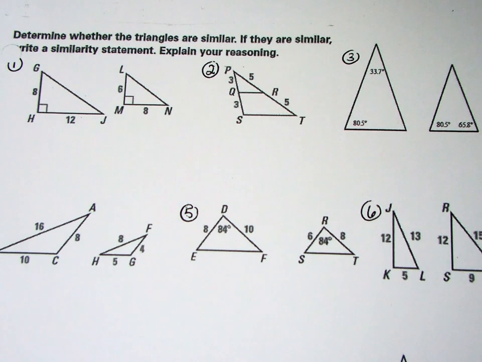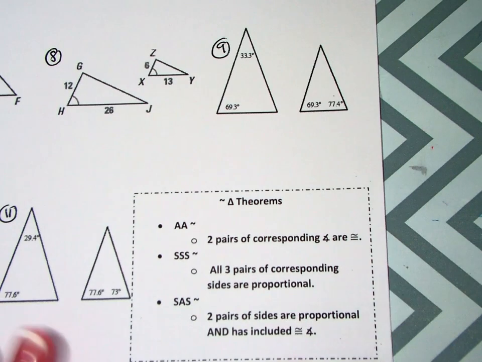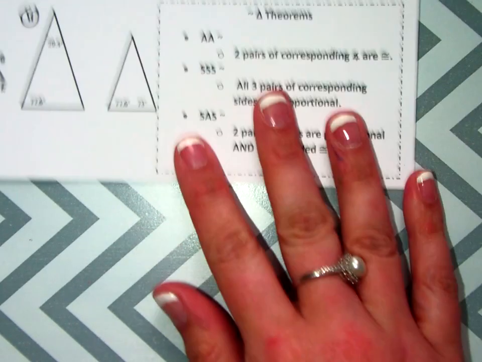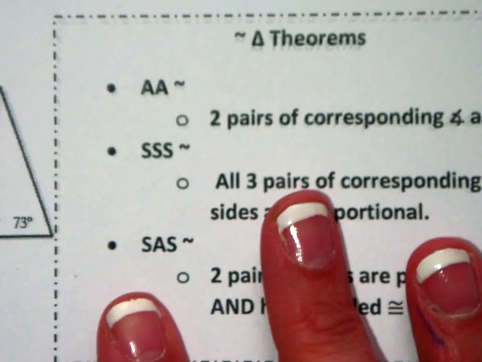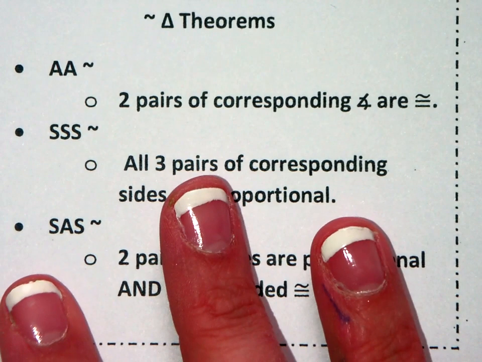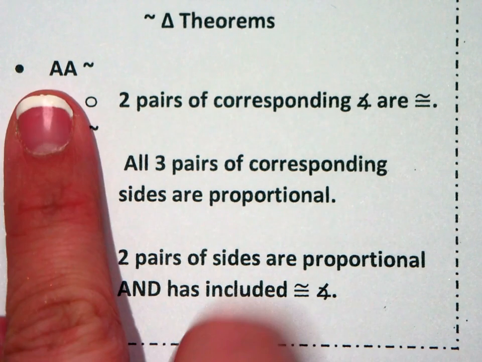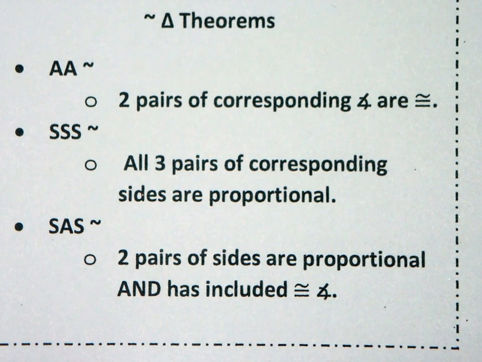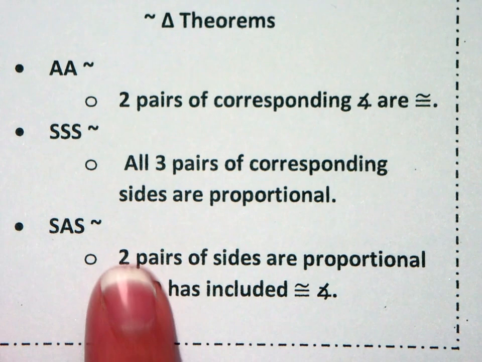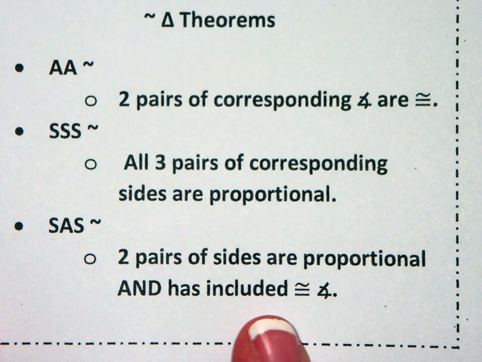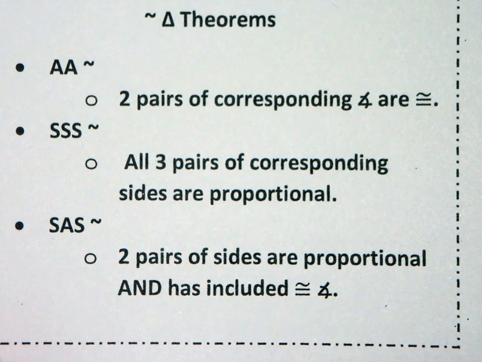Today's lesson is how to determine if two triangles are similar. Before we start, I'm going to jump to the bottom corner of this page where it talks about the types of similarity theorems. If you have two pairs of angles that are congruent, then it's angle-angle similarity. If you have three corresponding sides that are proportional, it's side-side-side similarity. And if you have two sides that are proportional with an included angle that is congruent, it's side-angle-side.